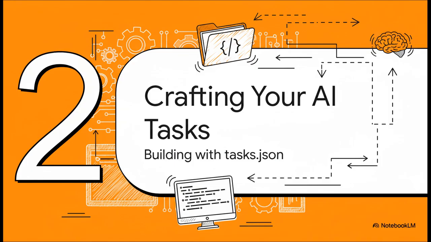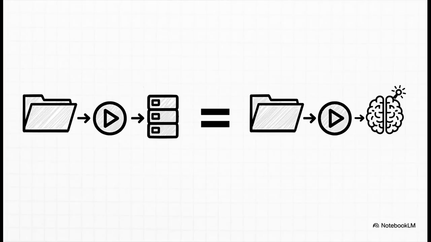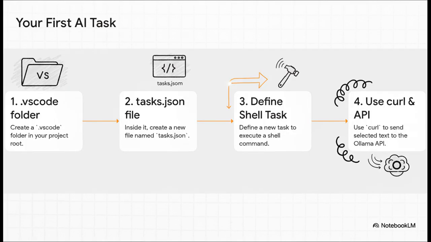This entire integration, all this power and privacy we're talking about, it all hinges on one single powerful file that you probably already use in your projects, tasks.json. And hey, don't worry if you're not a tasks.json expert. If you've ever set up a simple task to automatically start your dev server when you open a project, you already have all the skills you need. We're just pointing that same power at a much, much cooler target. It really is this straightforward. We'll create the .vscode folder, make a new tasks.json file inside it, define a new task that just executes a shell command, and then use good old curl to send our highlighted code directly to the Ollama API.